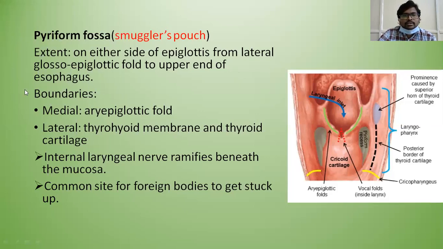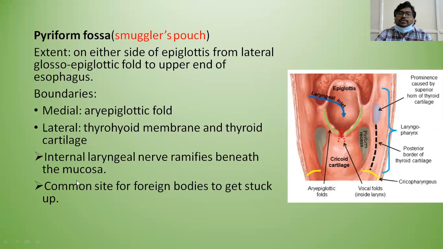Now coming to the boundaries of the pyriform fossa. So this is the pyriform fossa or recess. It is bounded medially by the aryepiglottic fold, laterally and superiorly by the thyrohyoid membrane, and laterally and inferiorly by the posterior border of the thyroid cartilage.